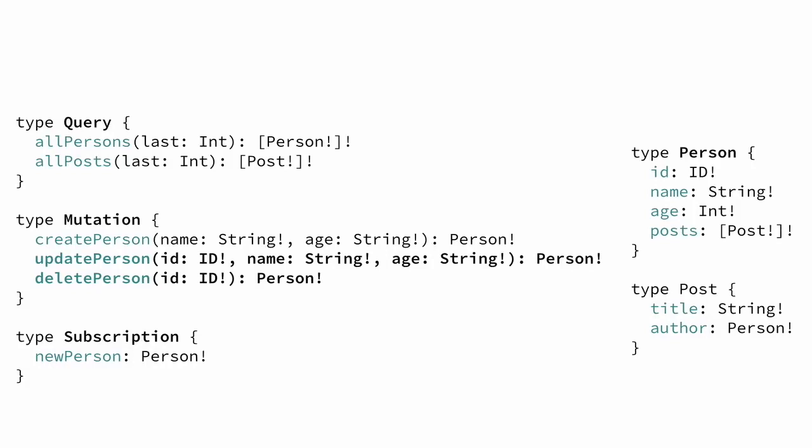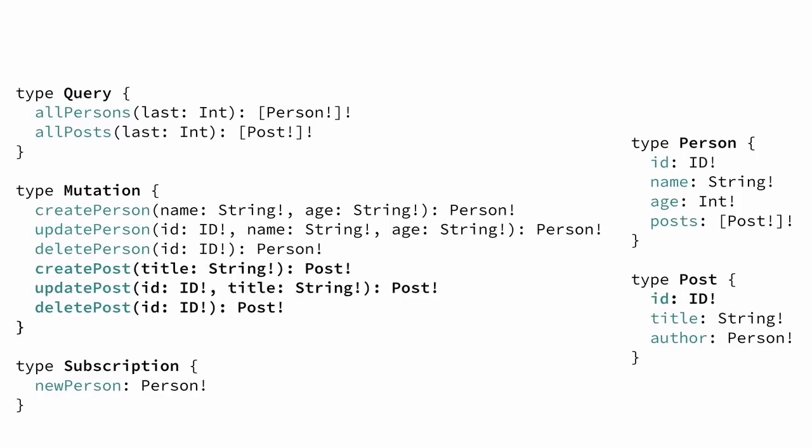Let's do the same for the post type. All we do is adding the create, update, and delete mutations for the post type, analogous to how we specified them for the person type. Notice that we also need to add an ID to the post type for the create and delete mutations to work.